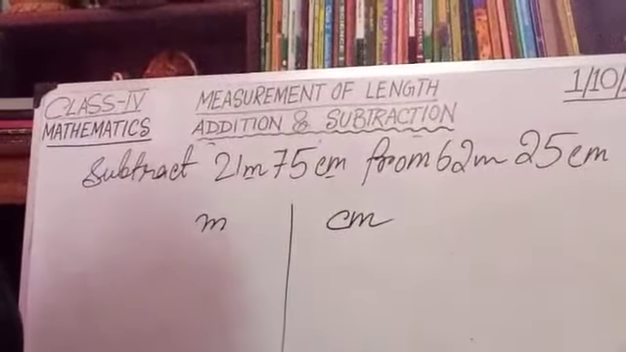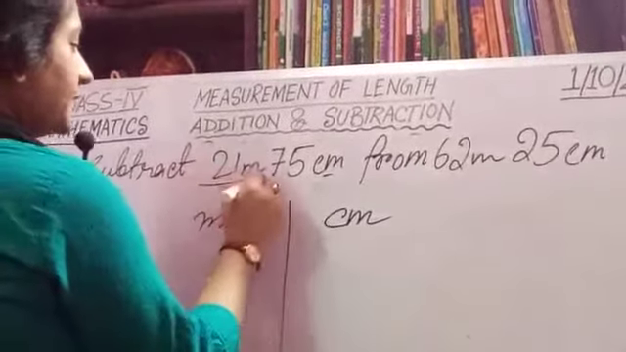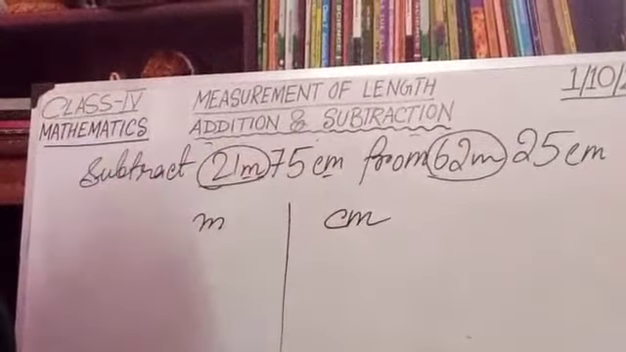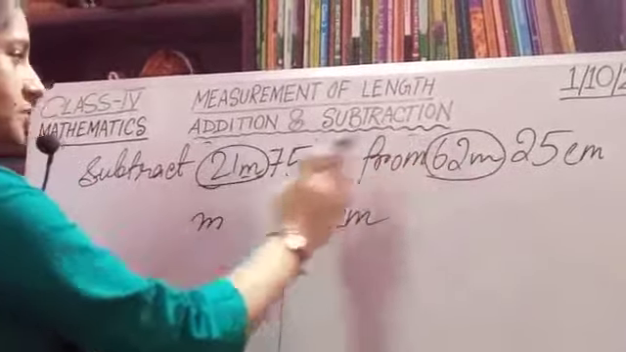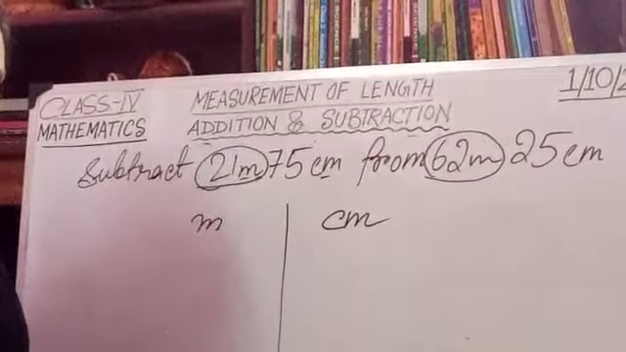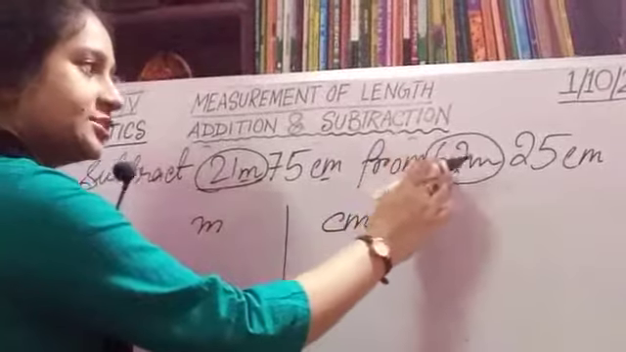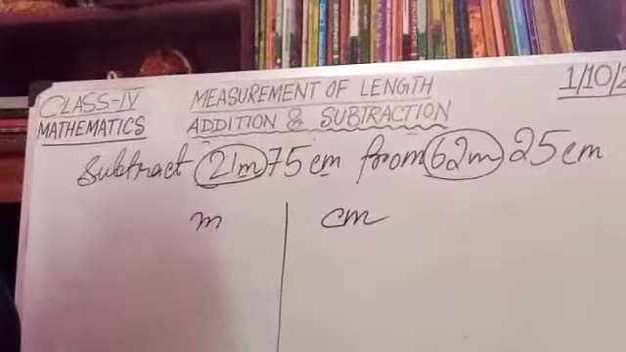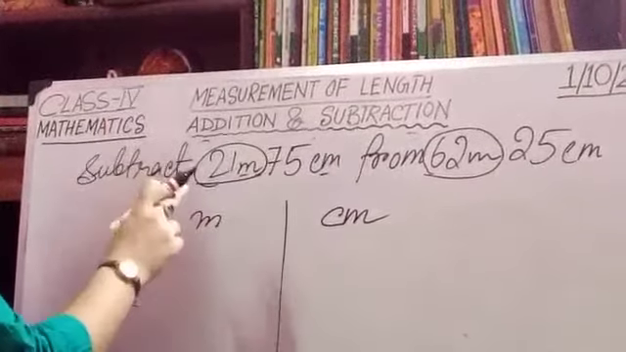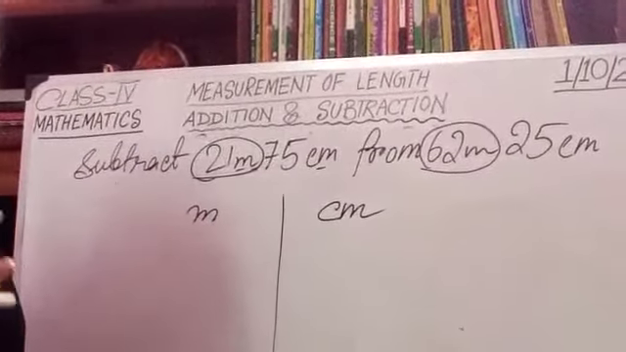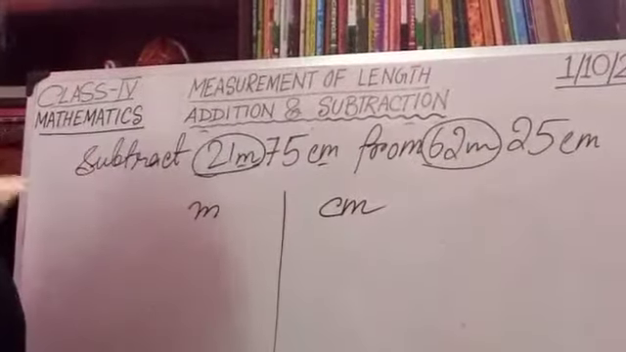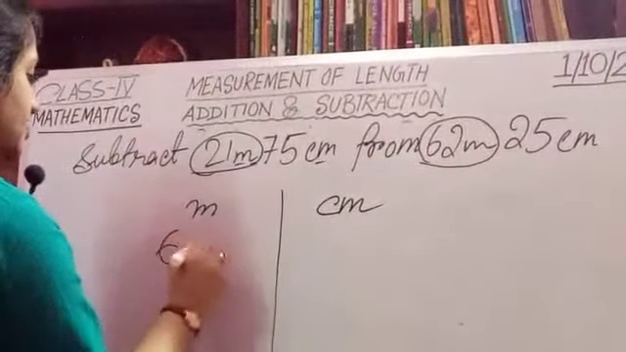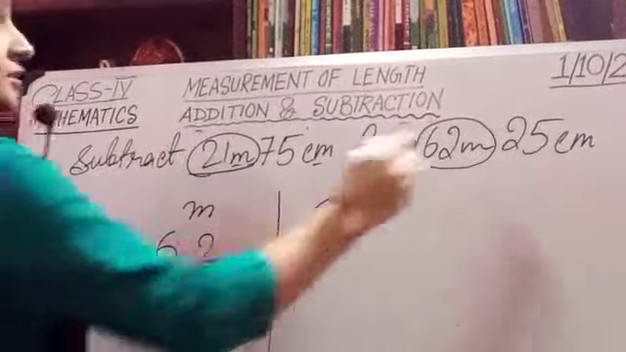Now, children, what you have to do is, you have to compare the meter parts. Which one is greater, right? Obviously, 62 meter is greater than 21 meter. So, you have to place 62 meter 25 centimeter on top, right? Because you can never subtract greater number from the smaller number. So, you have to always place the greater number on top, right? So, I am writing this one on top, 62 meter, right?